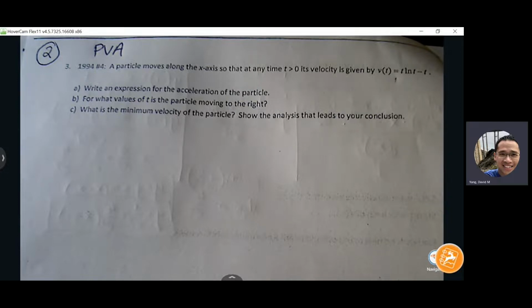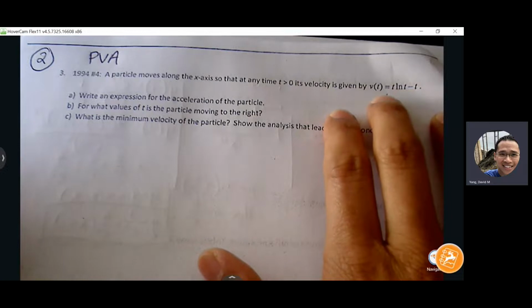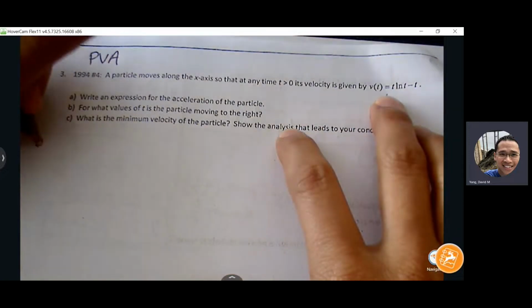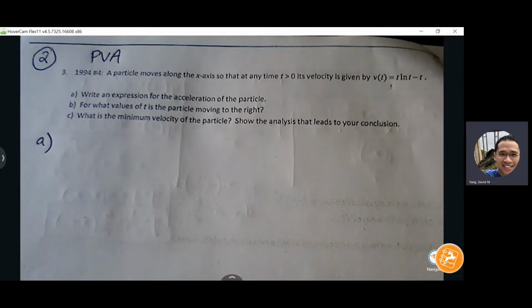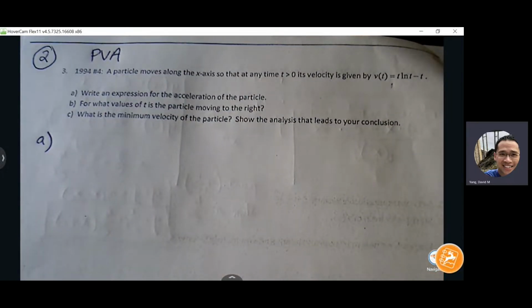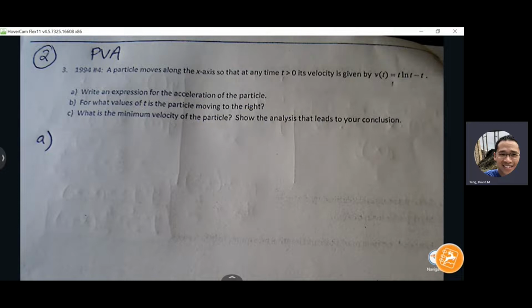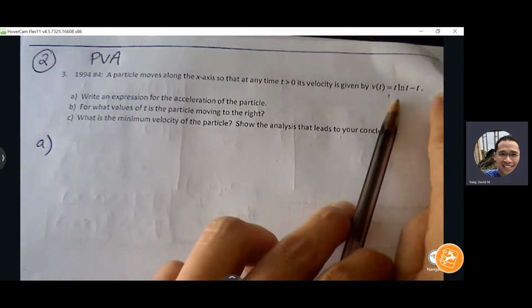Okay. We'll learn that second semester when we're working backwards through our antiderivative process. But here, velocity is already given to us, so we don't have to find the derivative to get the velocity. Okay, so part A says write an expression for the acceleration of the particle. So what process do we need to get from velocity to acceleration? Derivative, right? First derivative.